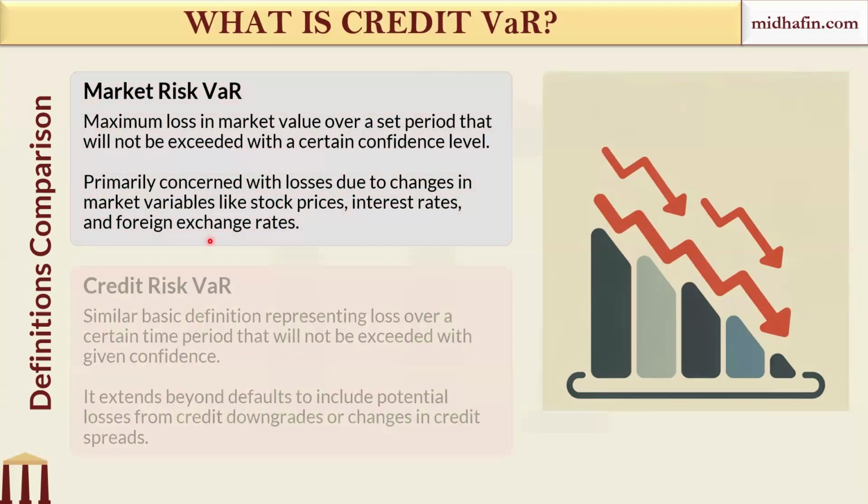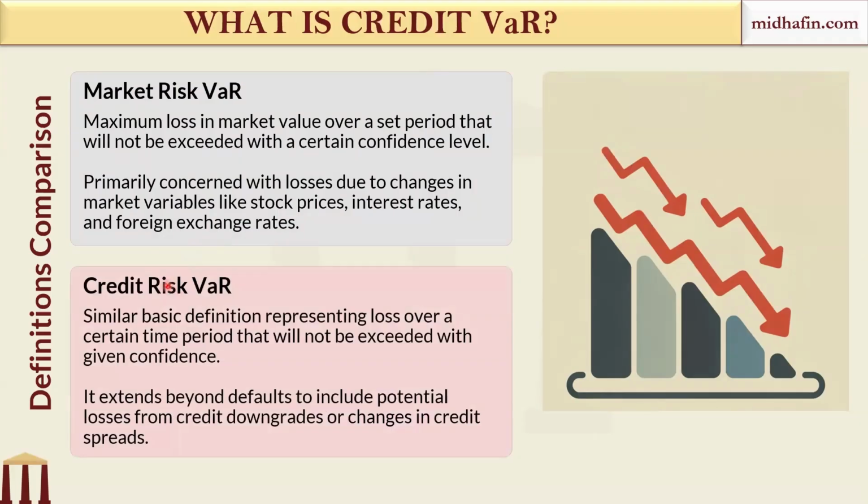Now, credit VaR uses the same statistical idea. So it is similar: maximum loss at a given confidence level which will not be exceeded, but the source is different. Here we are concerned with credit related events. Not only outright defaults, but also downgrades or even changes in credit spreads. All of these will reduce the value of loans or bonds. So in short, market risk VaR is about volatility in prices, whereas credit risk VaR or credit VaR is about deterioration in credit quality.